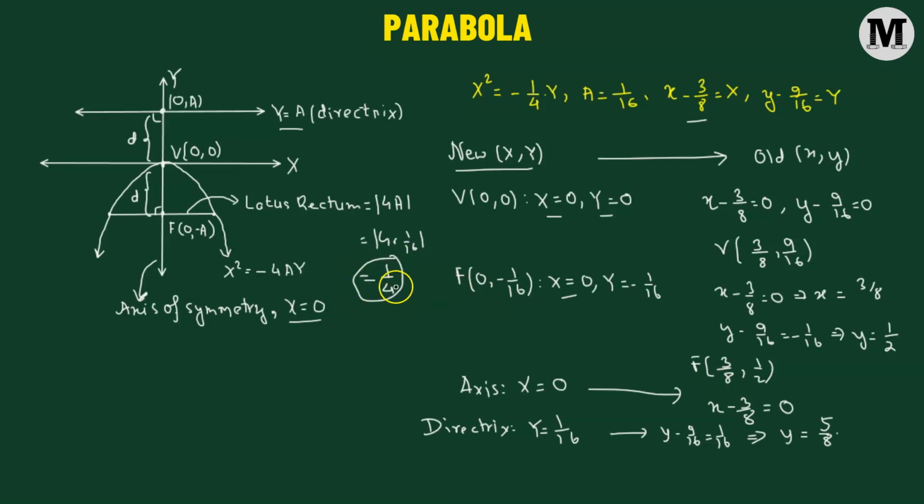And the length of the latus rectum is going to stay fixed at 1 over 4, because the length of the latus rectum depends on the shape of the parabola. So it doesn't matter if we are calculating in the new coordinate system or the old coordinate system, the length remains fixed. So we have successfully obtained the coordinates of the vertex of the parabola, coordinates of the focus of the parabola, equation of the axis, equation of the directrix, as well as the length of the latus rectum.